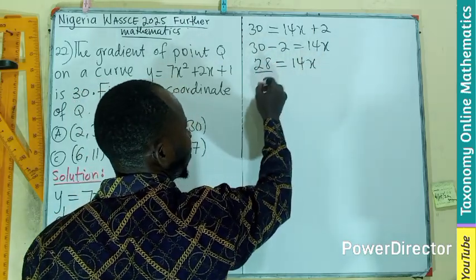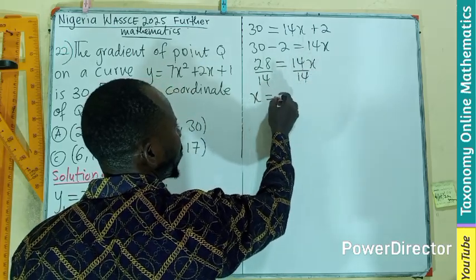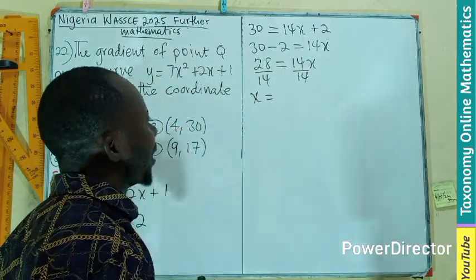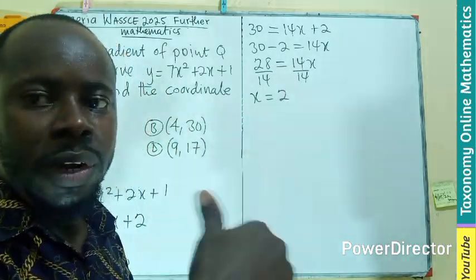Since it's section A, let's divide here by 14. 14x equals 28, and if you divide that, I think that will be 2, right? So x equals 2. So we know the x coordinate.